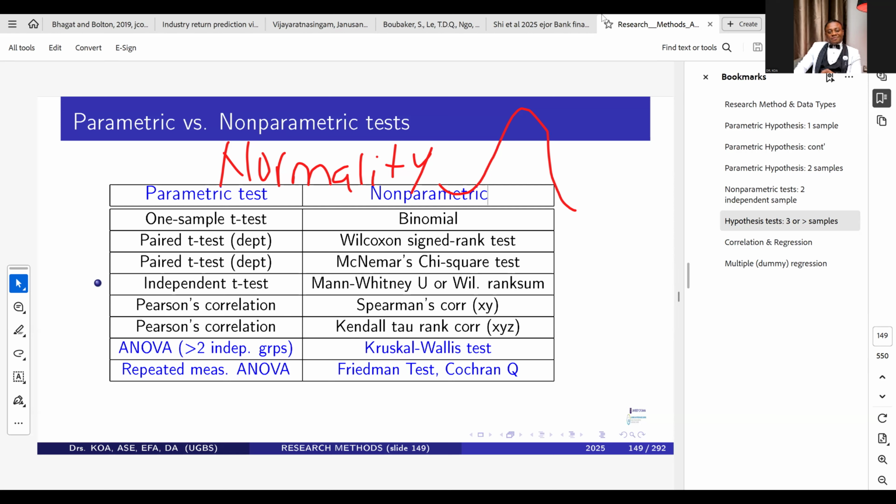When the data is normal, it means that the majority of the points are in the center. A perfect normality is where the mean is the same as the median, is the same as the mode. The mean is the same as the median, is the same as the mode.